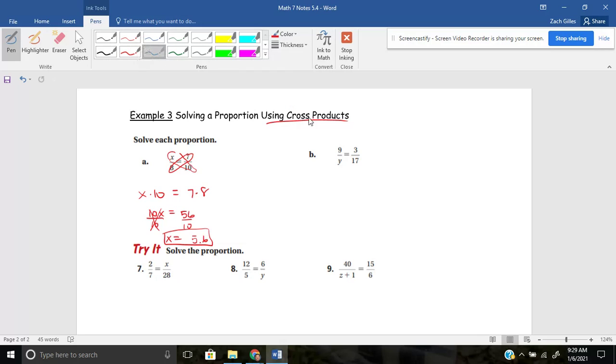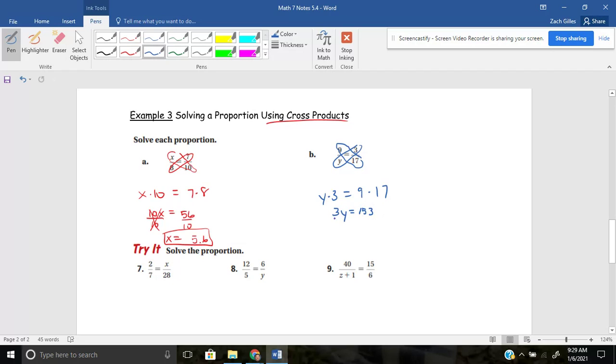Again, cross products on letter B. I have to take y times 3, and that needs to equal 9 times 17. Well, y times 3 is 3y equals 9 times 17, which would be 153.